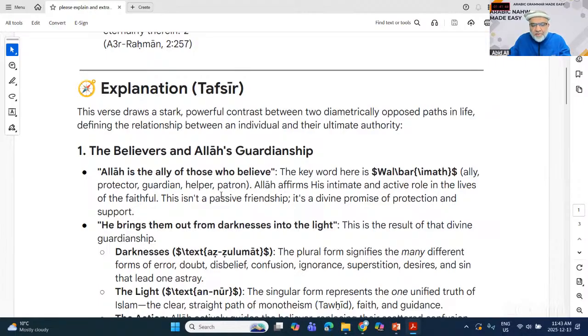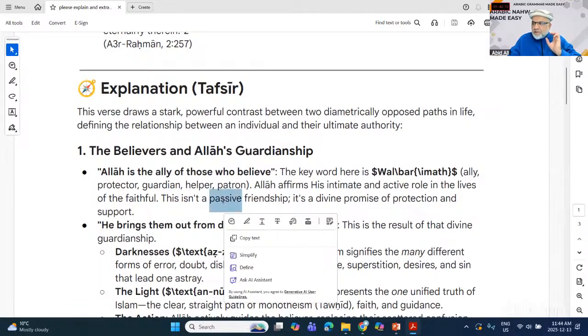Allah affirms his intimate and active role in the lives of the faithful. Do we believe that we are the believers? Yes. Then Allah is my wali. If I don't have this feeling, then I'm missing a lot. This isn't a passive friendship. It is a divine promise of protection and support. If you are a true believer, Allah's help is with you, guaranteed. It's not that Allah subhanahu wa ta'ala made a claim and then forgets about it. He is promising us his divine promise of his protection and support.